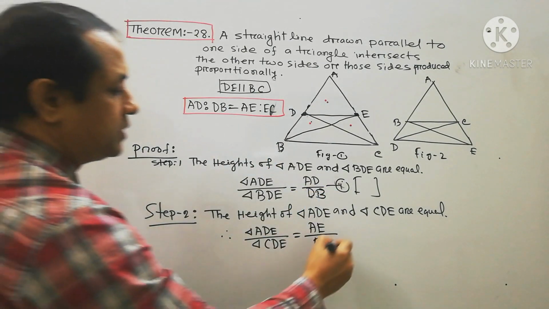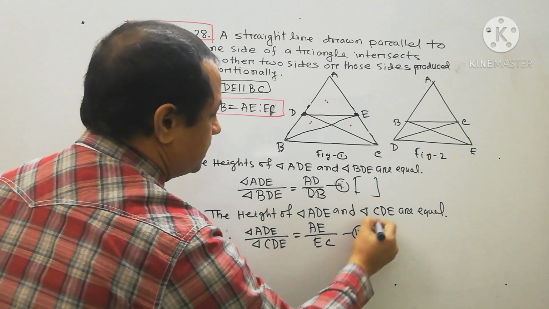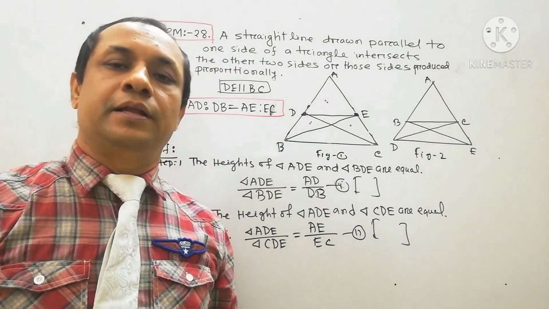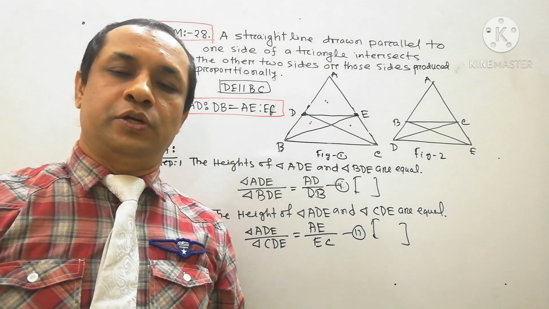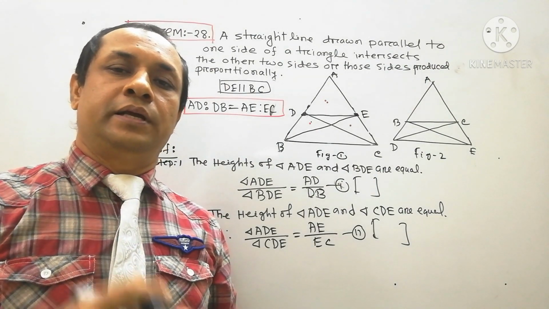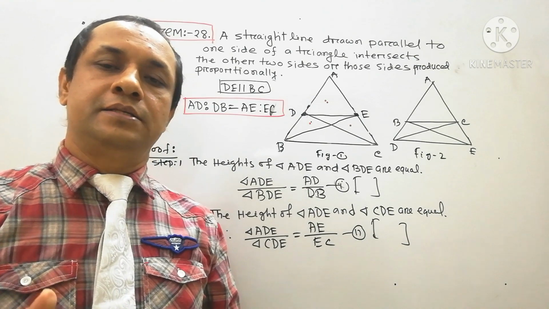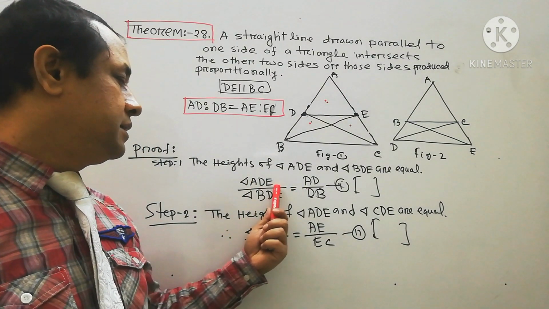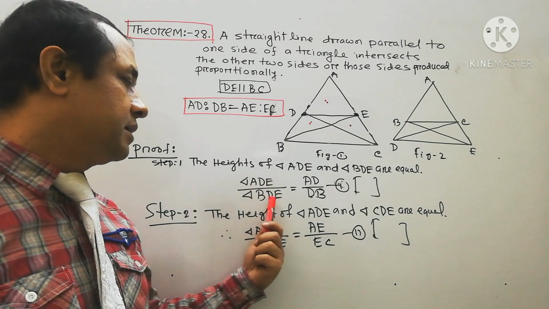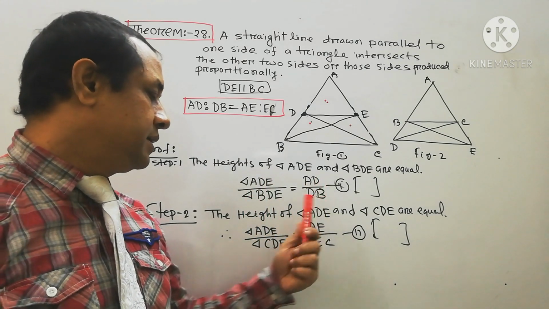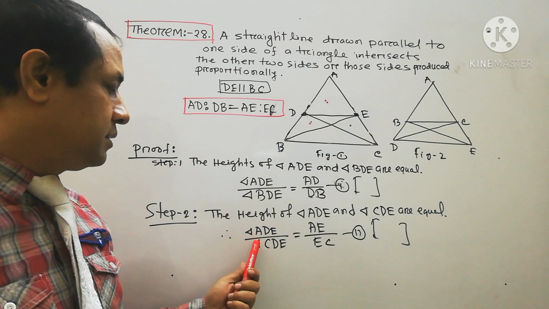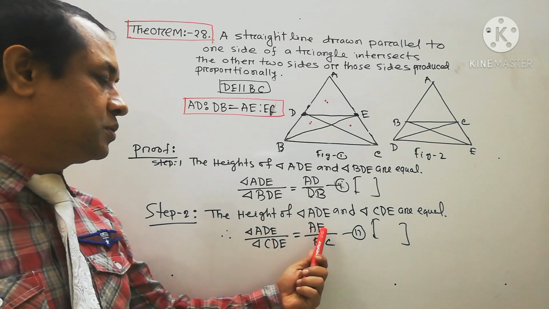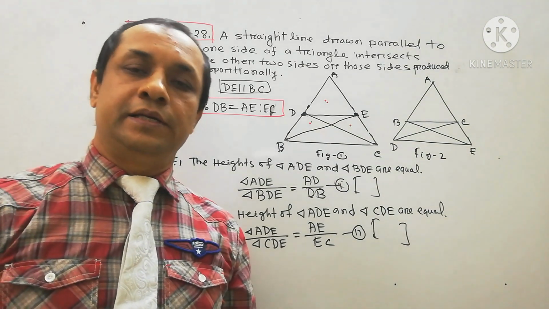AE by EC, equation number 2. Side note: here the heights of the two triangles are equal, so their bases and areas are proportional. So equation number 1: triangle ADE by triangle BDE equals AD by DB, and equation number 2: triangle ADE by triangle CDE equals AE by EC.